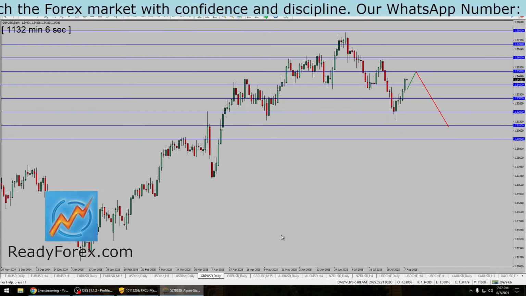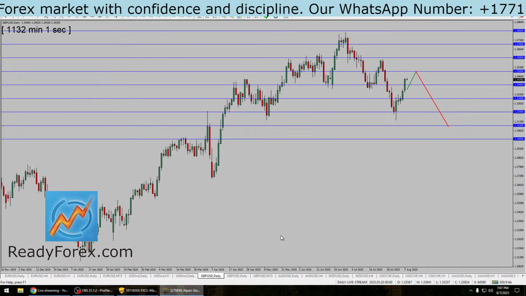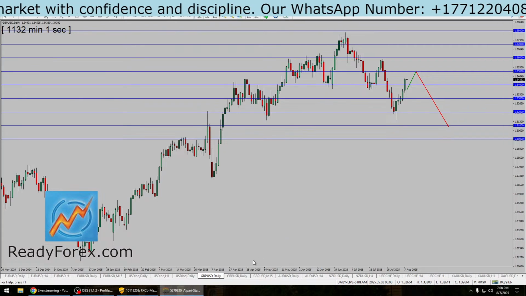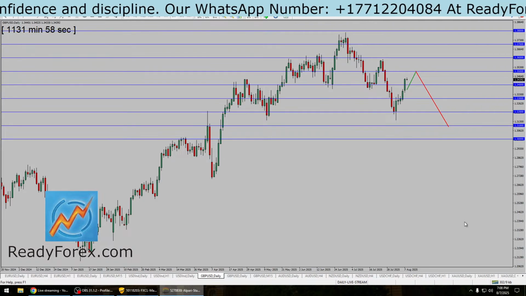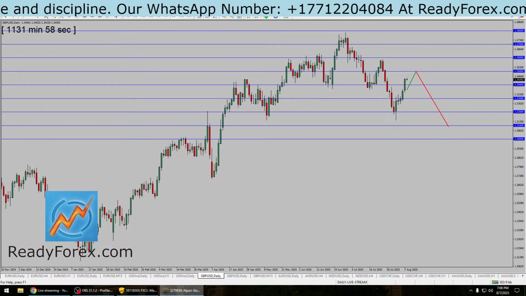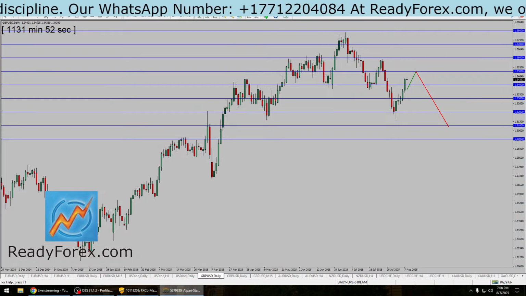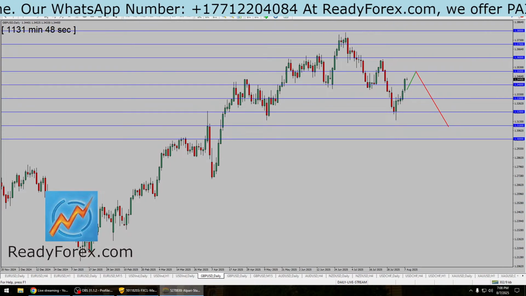Okay, starting with the GBPUSD here. The price is trying to rise up over here. Let me go to the 4 hour chart. Second.